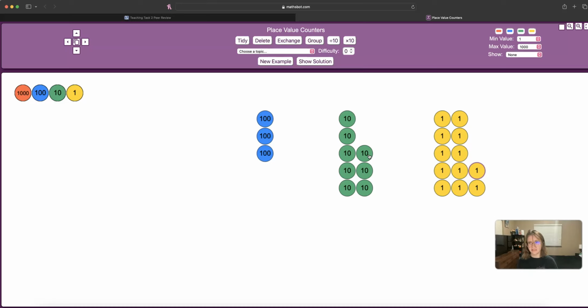So now we can take 7 1s away. So 1, 2, 3, 4, 5, 6, 7. We're going to go ahead and just delete this. How many 1s do we have left? 1, 2, 3, 4, 5. So underneath that column, we wrote that 12 minus 7 is equal to 5.